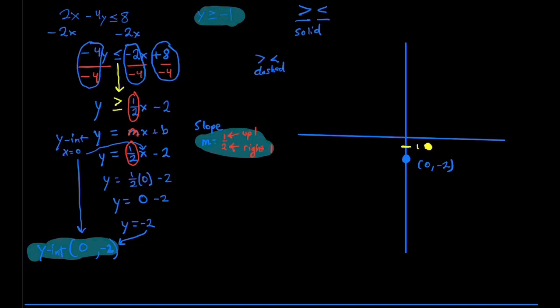And we'll come back to this one right after. But for this one, because we know this is a solid line, as soon as you have 2 points, you can just draw the line right through them.